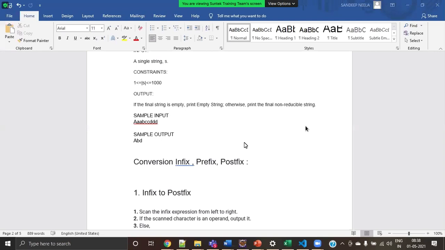We can store it in a map with a key value pair, and we can check that whenever the value of any key is divisible by 2, we can delete that. If it is not divisible by 2, then we can take it as one value, store it in one list or one array, and print it. That is also one approach.